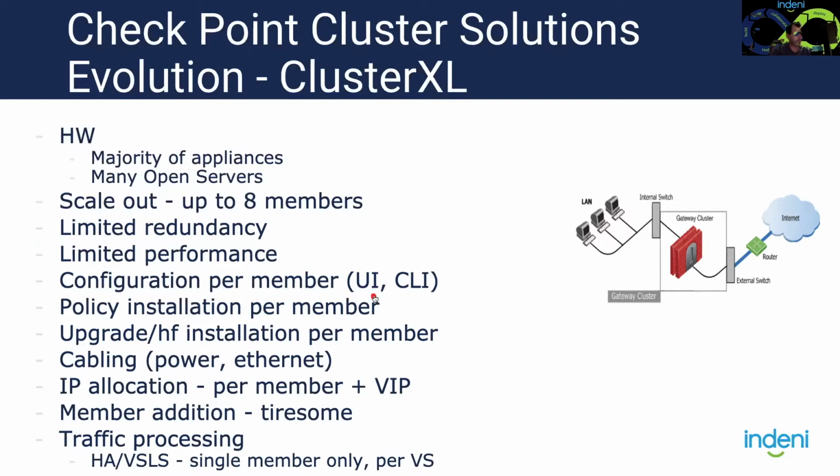Configuration is per member. Imagine that you have 4 members and everything you need to configure through the UI, even simple things like SNMP or NTP or time zone, whatever. The members are not syncing, and you need to do the same operation over each member, and each member has its own IP. The same goes for the UI and for the CLI.